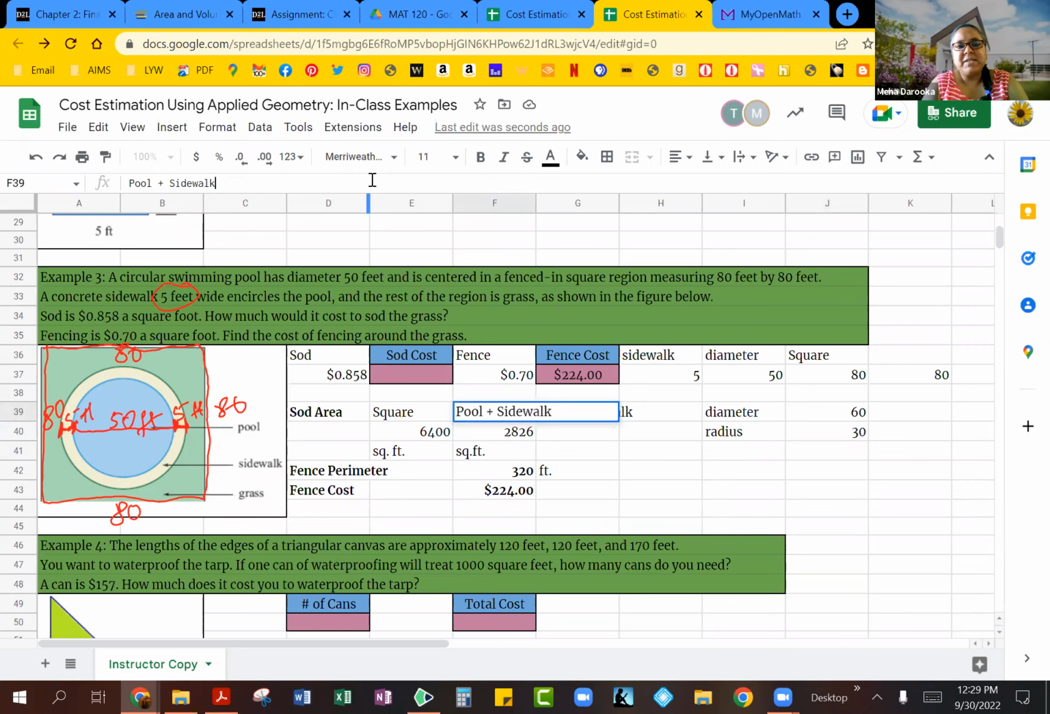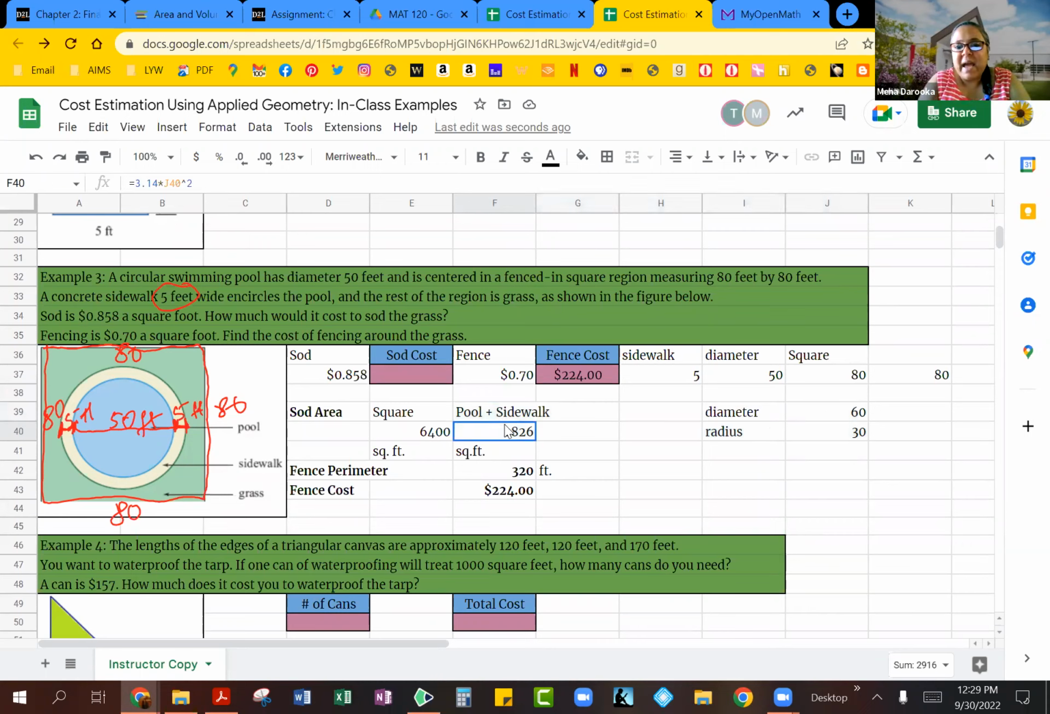And that will be easier to work with than doing the pool separately and the sidewalk separately. So with the pool and the sidewalk, you want to go ahead and add those two together. Again, take the diameter of the pool. On each side of the pool, you have your 5 feet and 5 feet of the sidewalk. So that actually makes the whole thing 10 feet longer. So 60 is what we end up getting. Taking half of 60 will give us the radius, which comes out to be 30 feet.